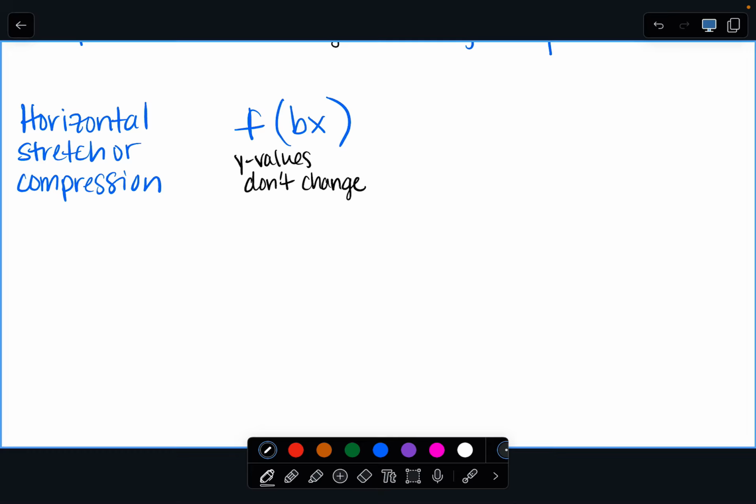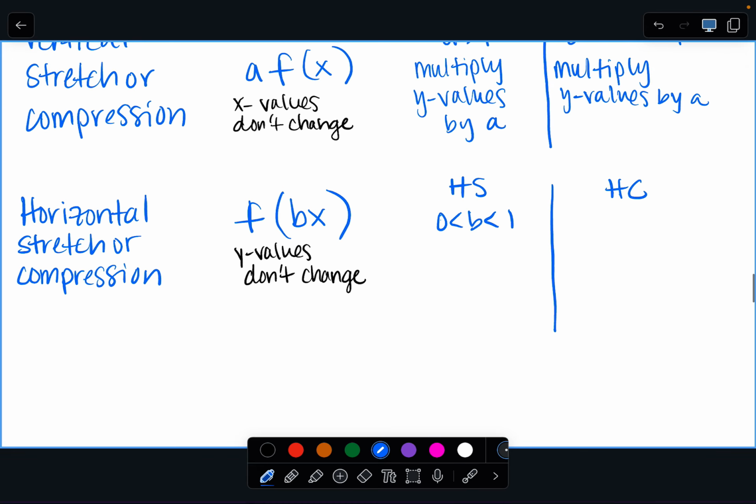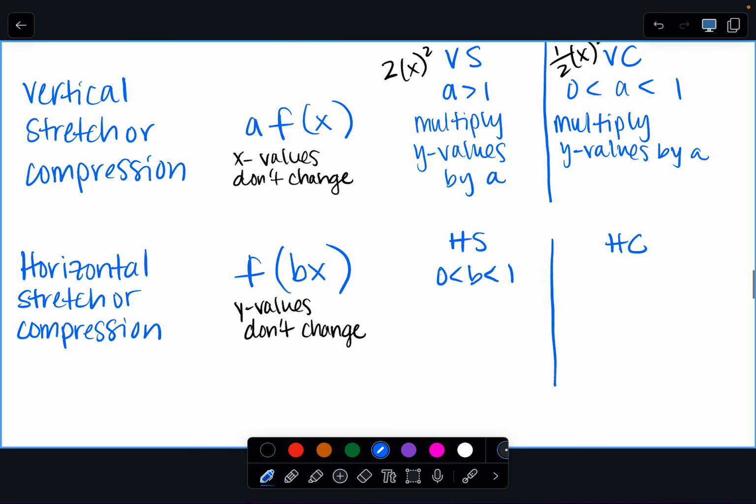Horizontal stretch, horizontal compression. So it's kind of flipped in the way you would think. When B is between 0 and 1, they kind of flip, they swap what they normally do. When we had a vertical stretch or compression, it was when A was bigger than 1. When we have a horizontal stretch, it's between 0 and 1.